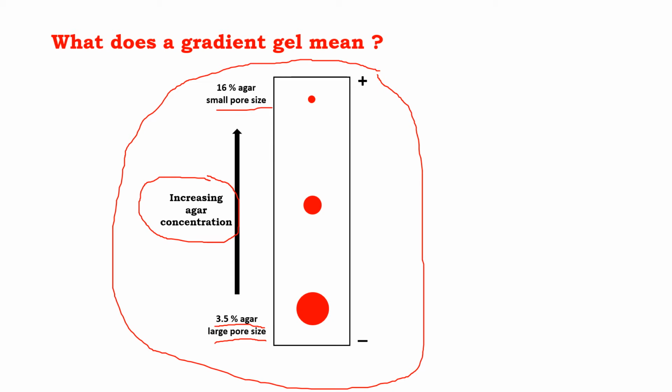You can also see that in case of 3.5% agar concentration, the pore size of the gel at this region is larger, as compared to the 16% agar concentration, which usually has a small pore size. So this enables the protein complex to occupy the gel according to their molecular weight. That is, larger protein complexes, which are represented as those big red circles within the diagram, occupy the region having less agar concentration.